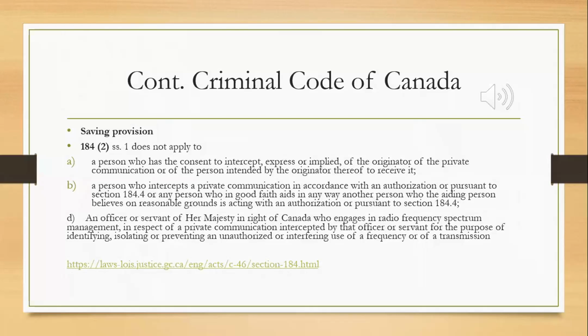The Criminal Code of Canada. Saving provisions. 184(2) Subsection 1 does not apply to (a) a person who has the consent to intercept, express or implied, of the originator of the private communication or of the person intended by the originator thereof to receive it; (b) a person who intercepts a private communication in accordance with an authorization or pursuant to section 184.4, or any person who in good faith aids in any way another person who the aiding person believes on reasonable grounds is acting with an authorization or pursuant to section 184.4.